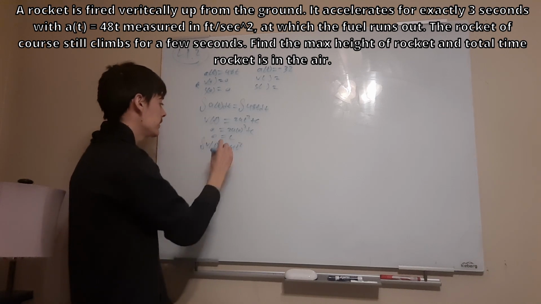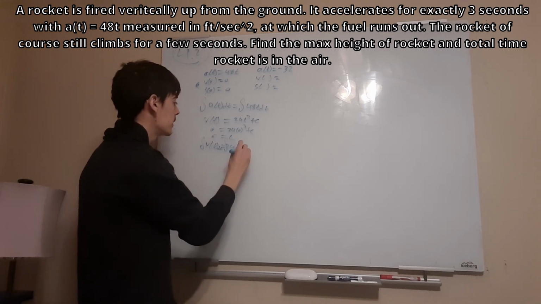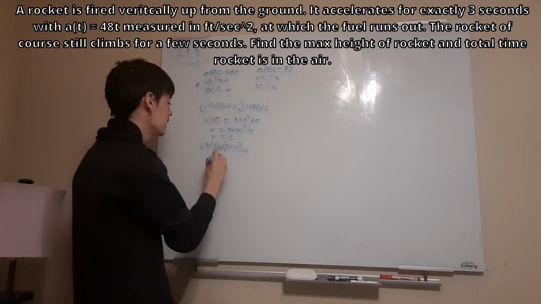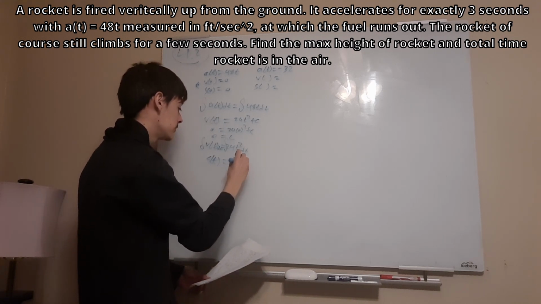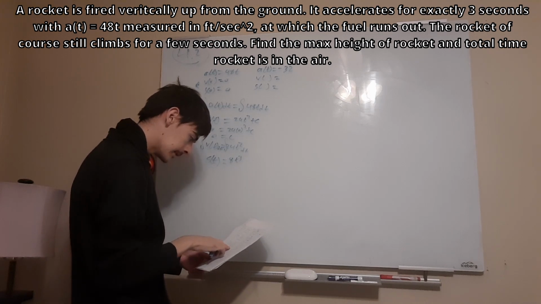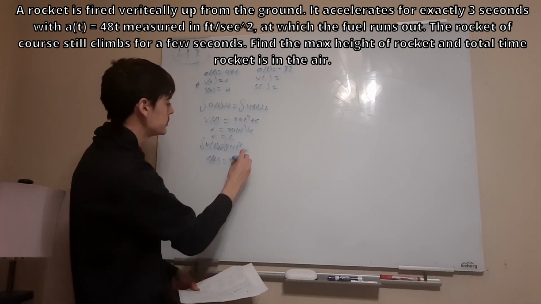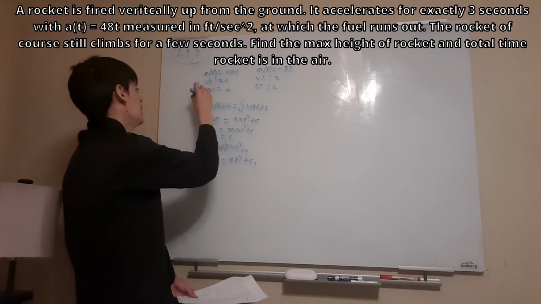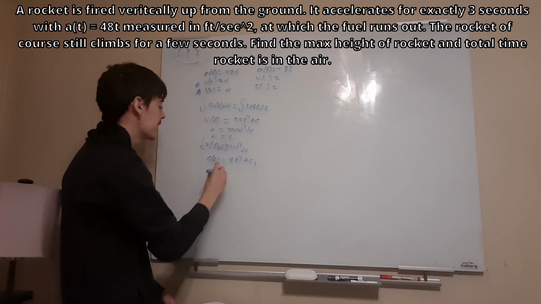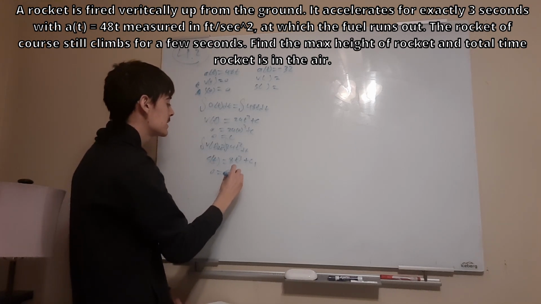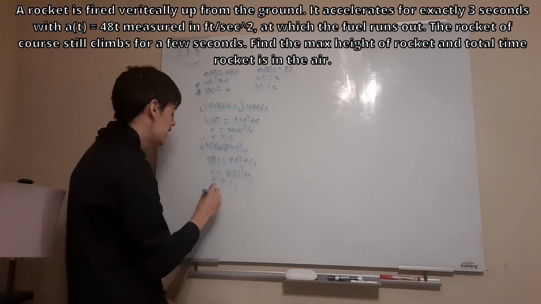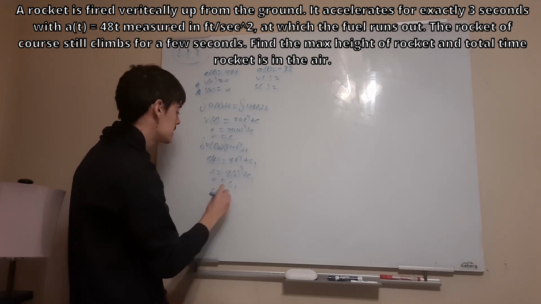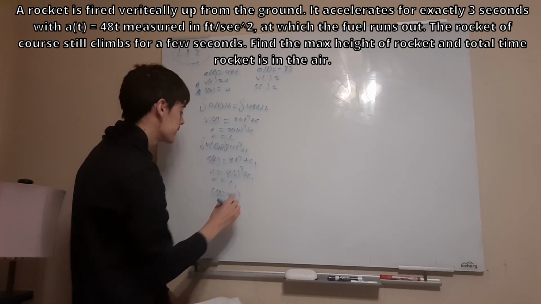Integrating both of these, we will get that s of t is equal to 8t cubed plus c1. Then we just plug in this information, but we get kind of the same thing. 0 equals 8 times 0 cubed plus c1. c1 is equal to 0, and we get that s of t is equal to 8t cubed.